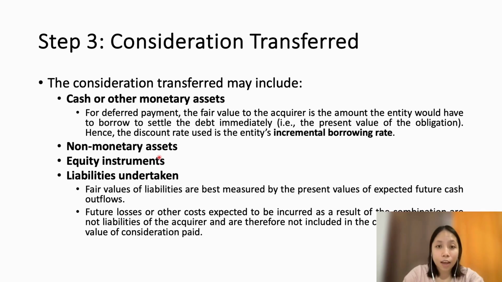Non-monetary assets given up by the acquirer, which may include machinery, equipment, or land, are measured at acquisition date fair value. Same with equity instruments. The acquirer may issue its own shares or other equity securities to the owners of the acquiree in exchange for control. Again, these equity instruments are measured at acquisition date fair value.